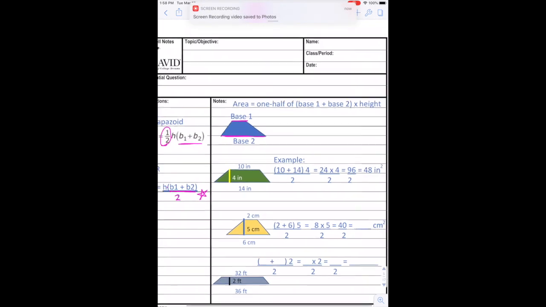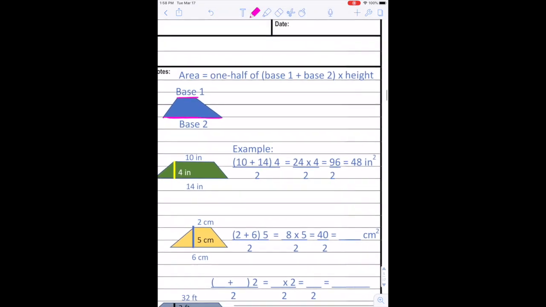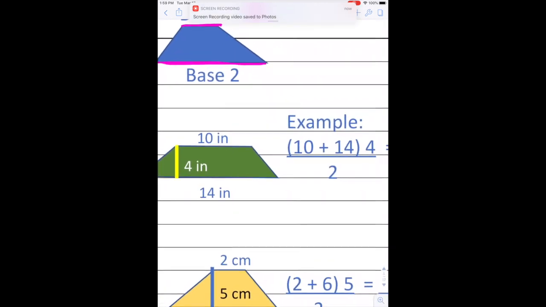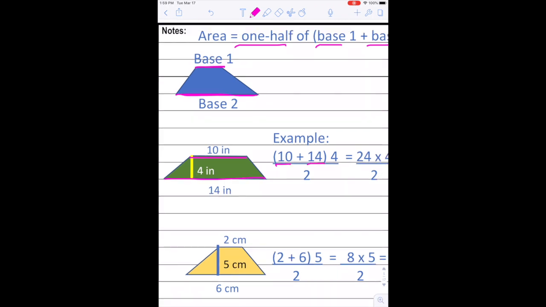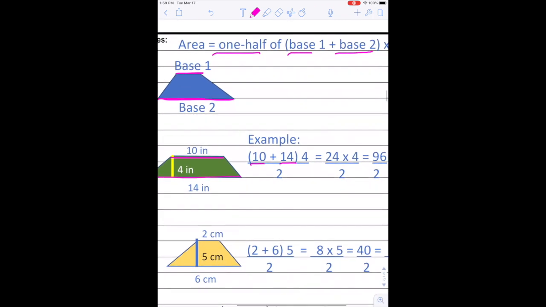So when we do this formula, we have 1/2 of the bases added together times the height. So I always start with the bases and add them together. Here's my first base plus base 2. So when I add these two together, I get the number 24. 10 plus 14 is 24.